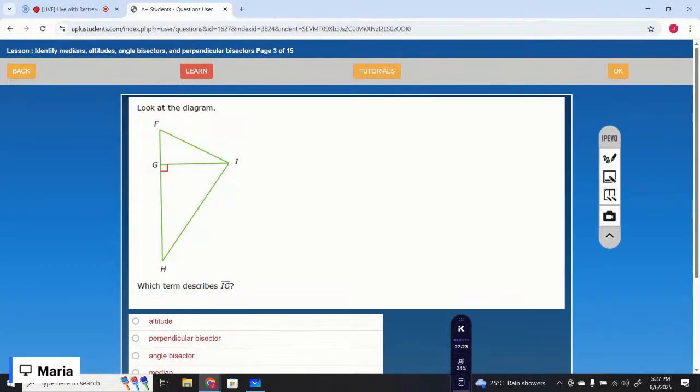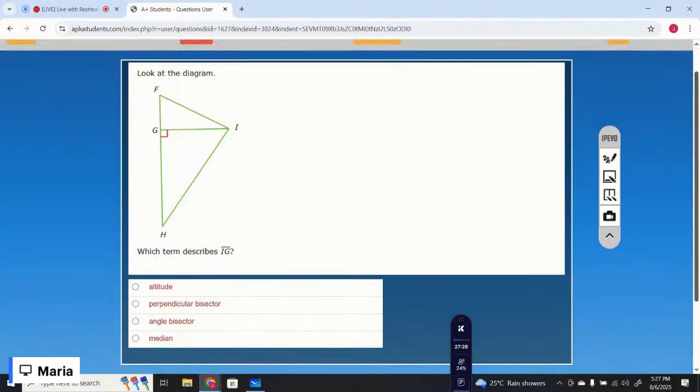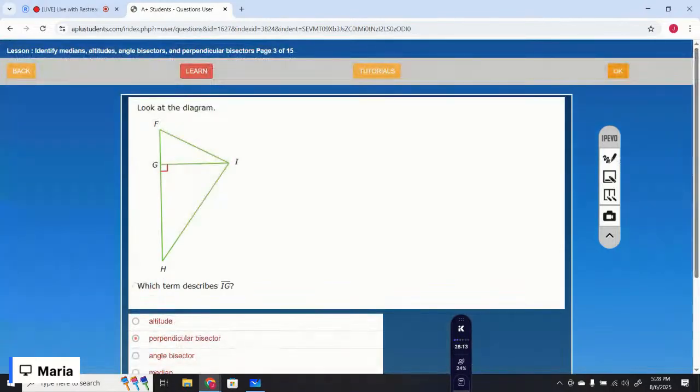Look at the diagram. Which term describes IG? IG is the perpendicular bisector because it makes a perpendicular line on FH, so that would be a perpendicular bisector. Option number 2 is the correct option.